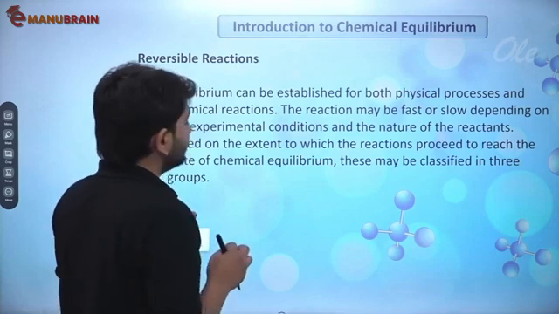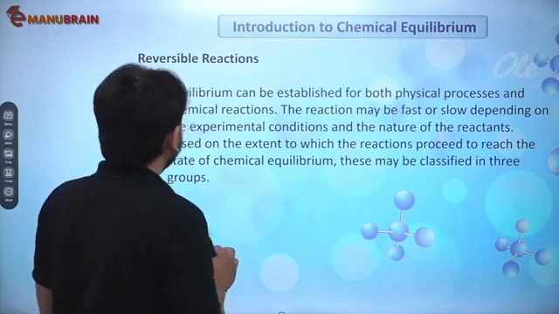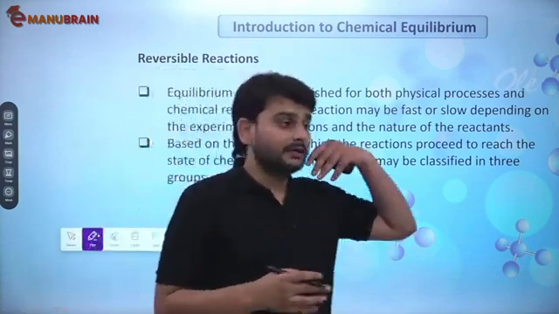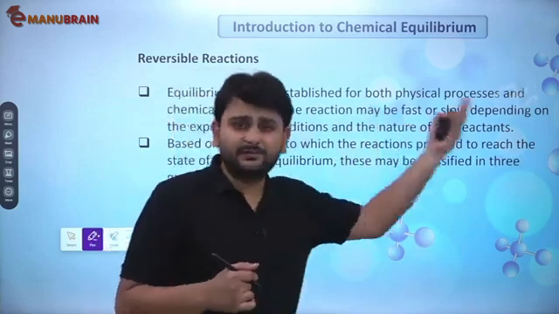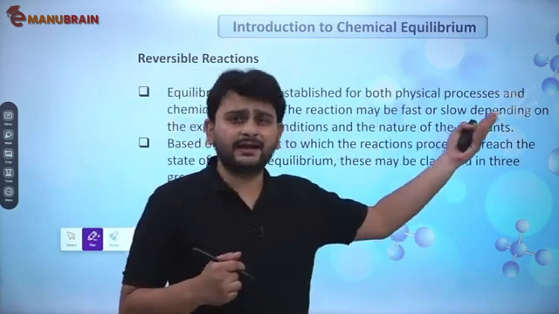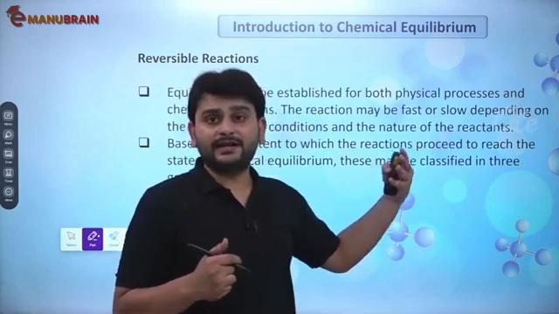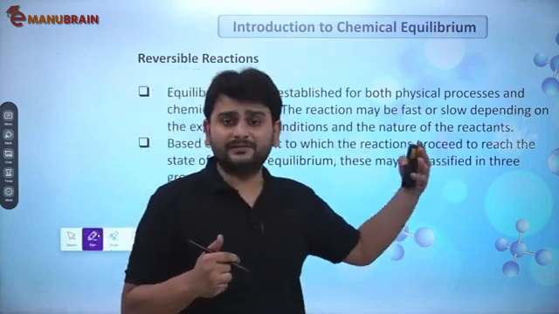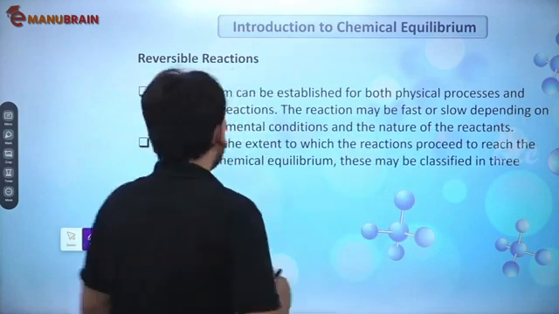Based on the extent to which the reactions proceed to the state of chemical equilibrium, these may be classified into three groups. The extent of a reaction can be almost to completion. For an equilibrium, for example, it might stop at 98-99%, when 98-99% of the reactants are utilized and products are yielded. They might be somewhere in between, or the equilibrium might be reached very early.